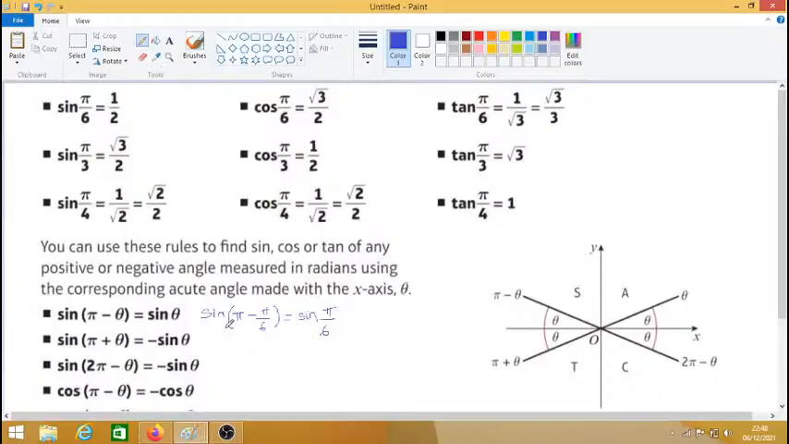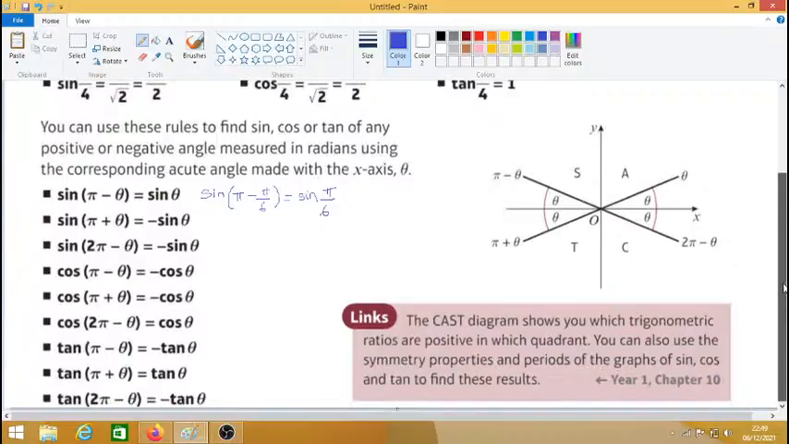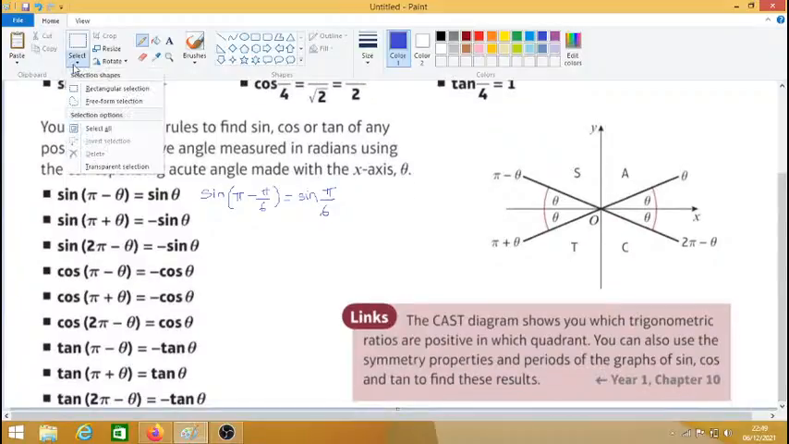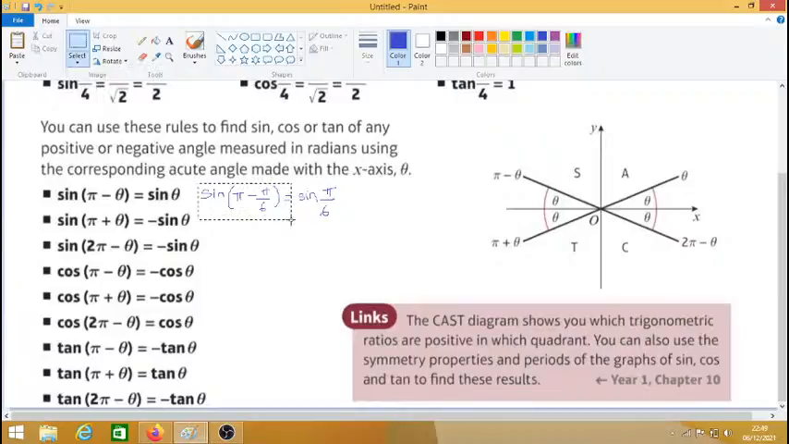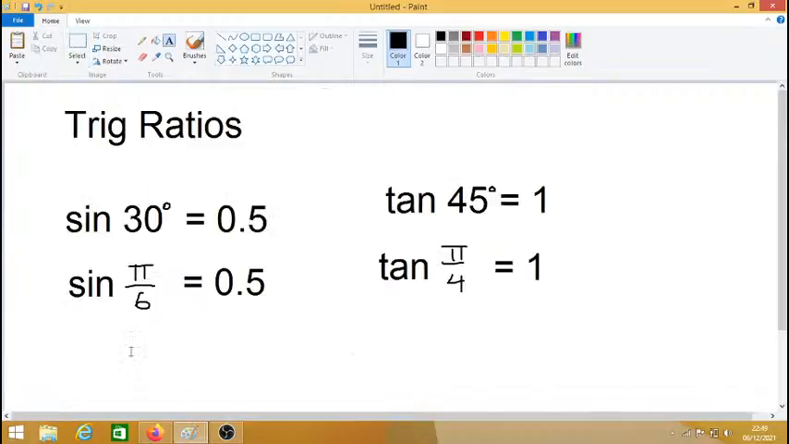The other ones to memorize are sine of pi plus theta is equal to minus sine of theta, sine of 2 pi take away theta is equal to minus sine theta, and then some cosine ones, and then some tan ones. You'll have to memorize them, and then the main thing is, can you try and use them? So I'll have them here and we can refer to them in a second. Let's go through the first example.